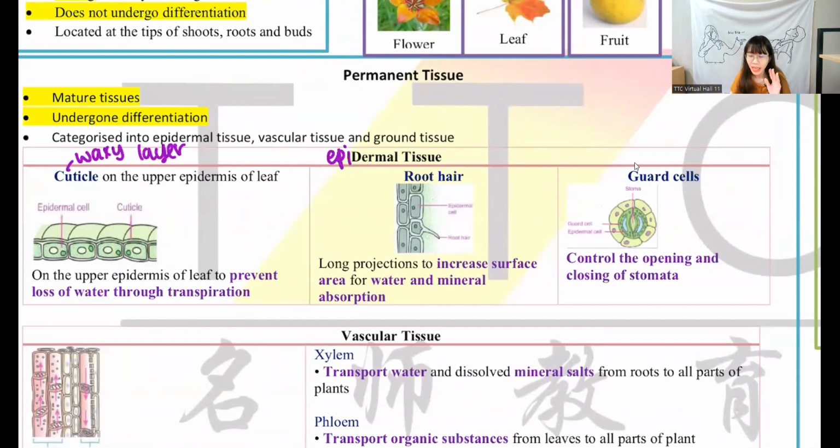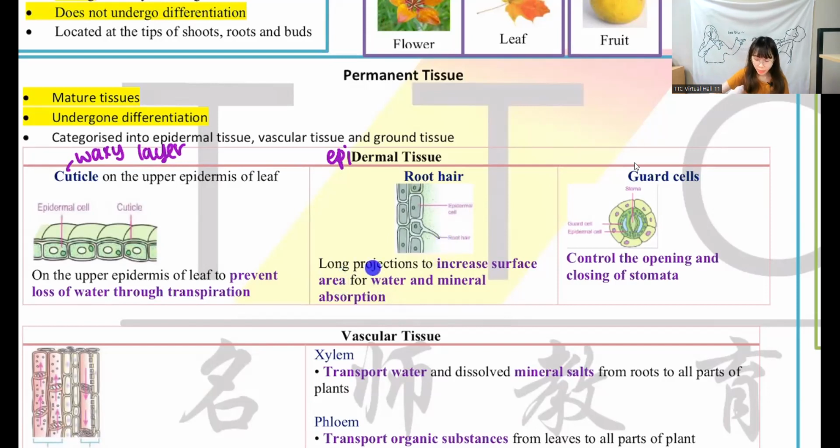Root hair. If you ever plucked grass from the soil before, you will notice that the root is not only one. They have tiny little hairs at the side. That is what we call root hair. There are many, right? So many, we call this increasing of surface area. Why do they want to increase surface area? Because the function of root hair is to absorb water and minerals.